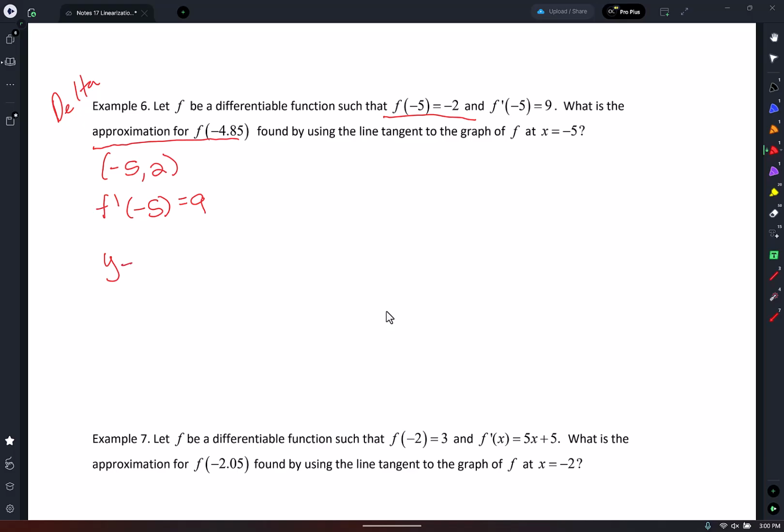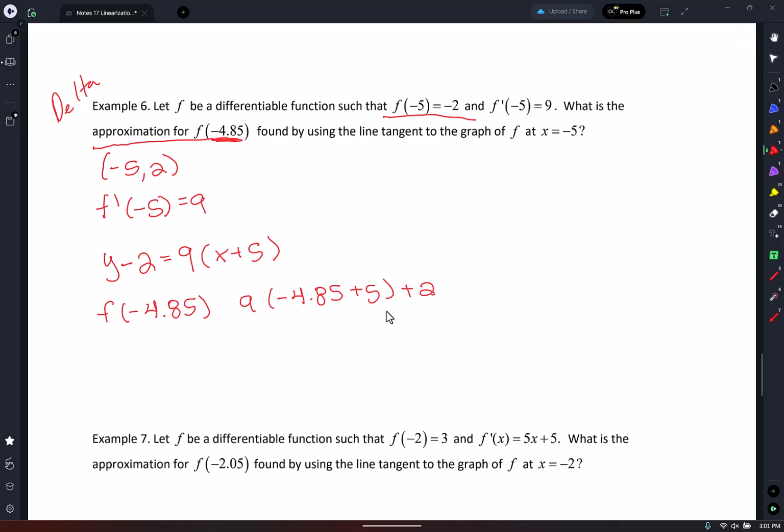Okay. So you do y minus 2 is equal to your slope times x plus 5. And then from there, you can plug in this value, and you're going to have f of negative 4.85 is equal to 9 times negative 4.85 plus 5 plus 2. You should probably put approximate, but that's fine.